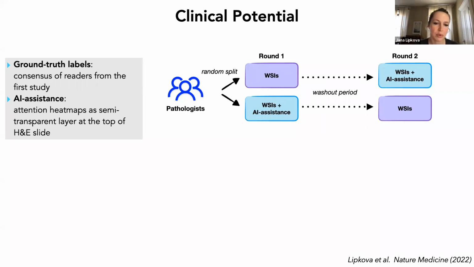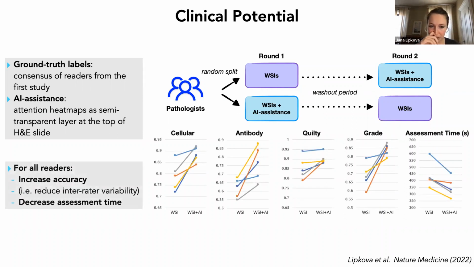So those that used only whole slide images now used whole slide images and AI assistance. What the plot is showing, we are looking at all specific tasks and we are looking at the accuracy of each specific rater. So each line would be one pathologist. And the first point, which is just the whole slide image, is the performance of each pathologist when they have only the whole slide image. And the second point is when you have the whole slide image and assistance from the AI model. And we saw that for all the pathologists and all the tasks, the accuracy of the predictions increased when the pathologists used the assistance from the model.